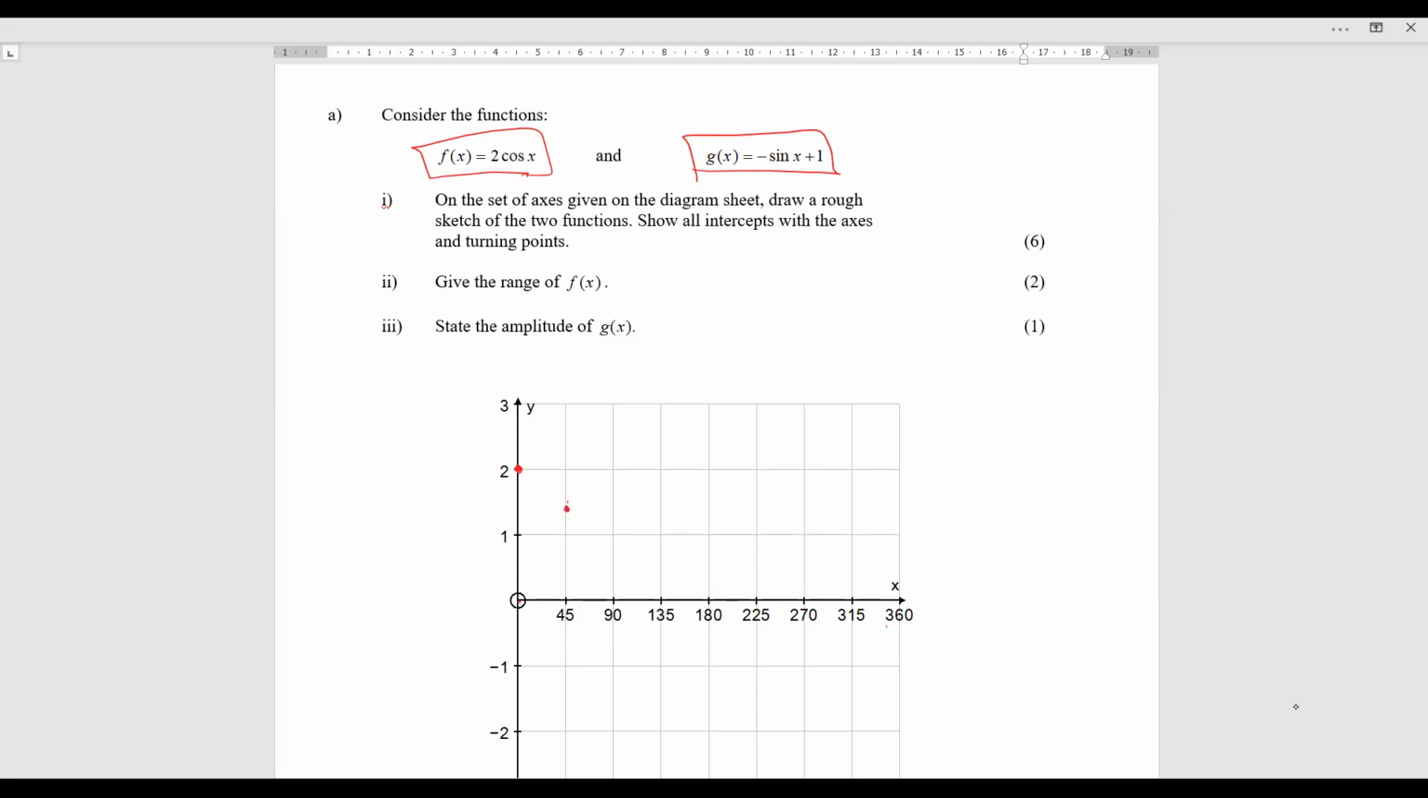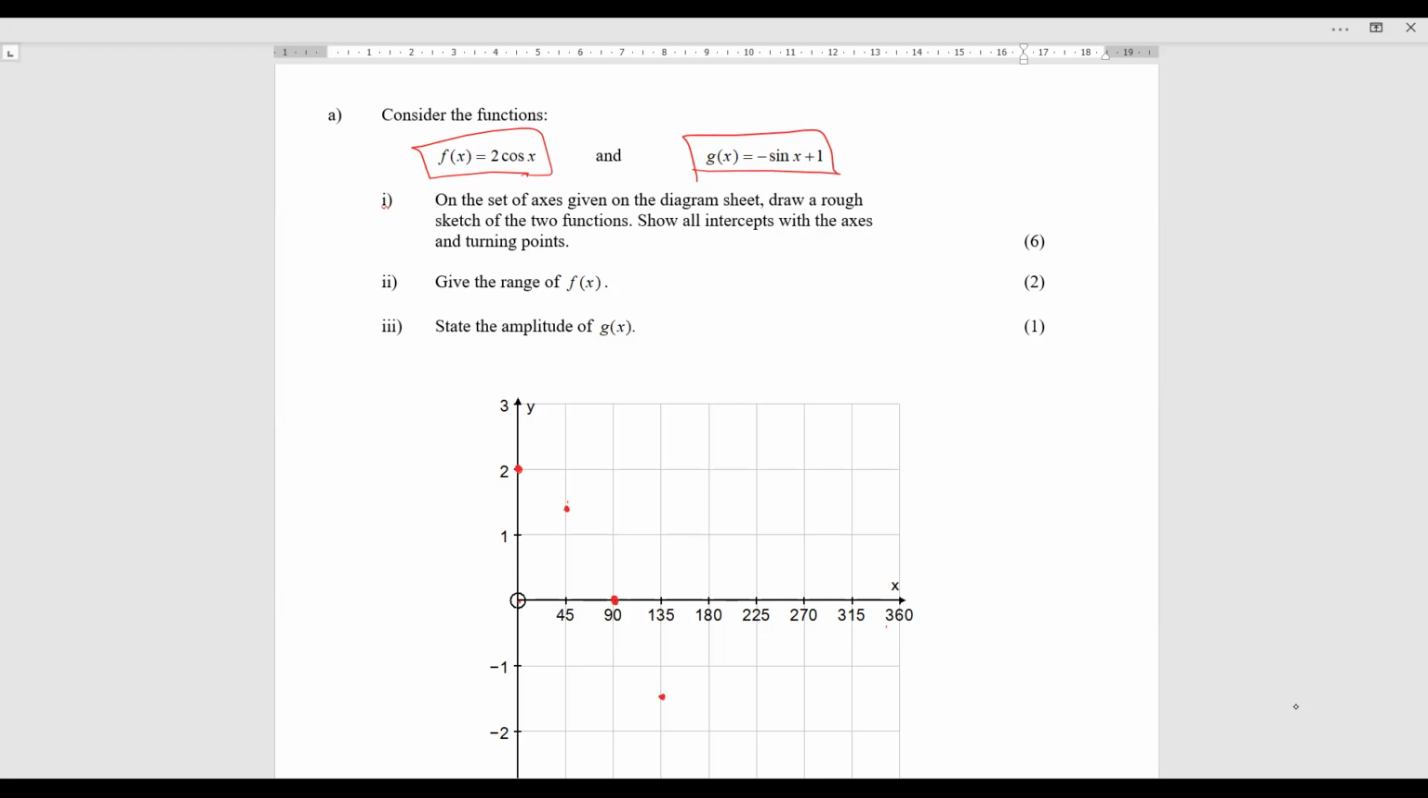Then we're going to go to 90. When we are at 90, we're typing 2 cos 90, or we're getting it directly from the table. What do we get? 0, sir. 0. And then we're going to go to 135. We're going to type in 2 cos 135. What do we get in our calculator? Negative 1.41, sir. So we're going to estimate around there.